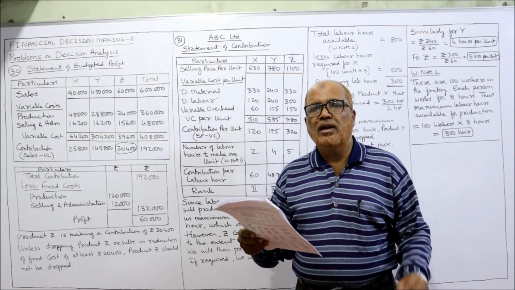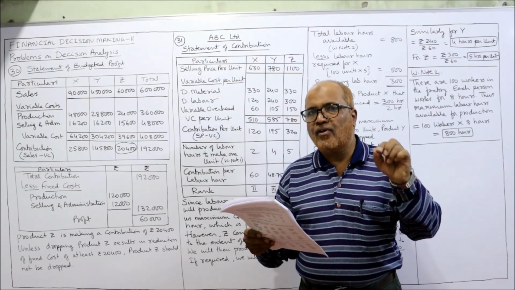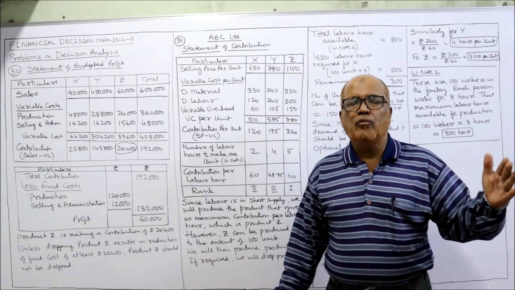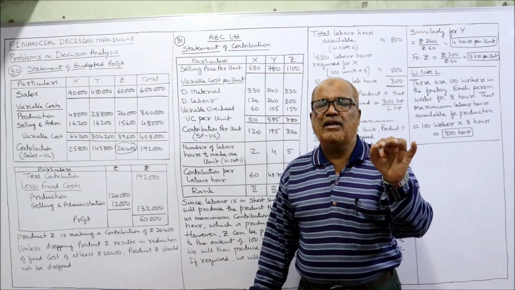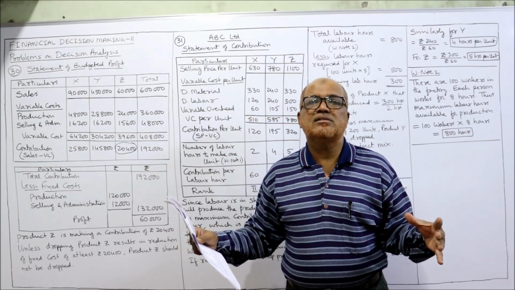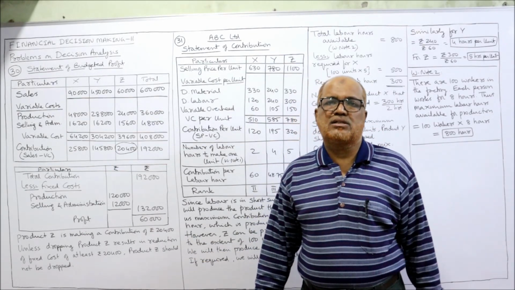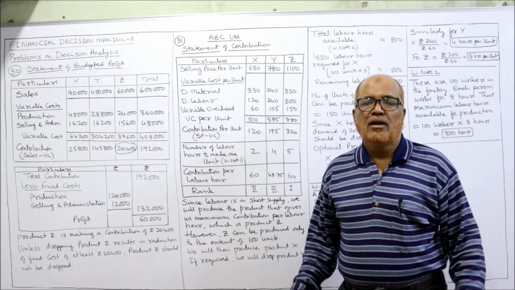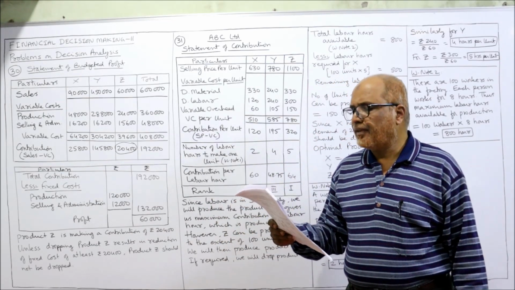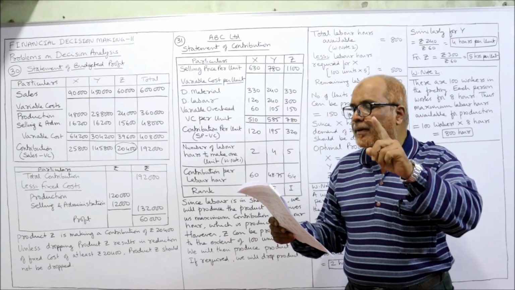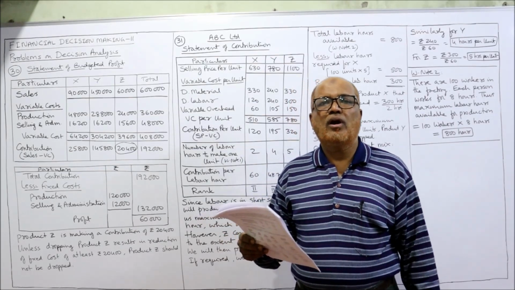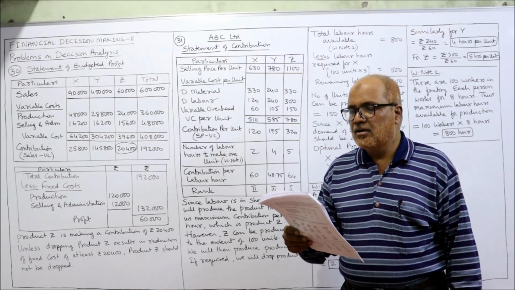The factory has only 100 workers who work for 8 hours per day after accounting for idle time. After removing the normal idle time, effectively every worker works for 8 hours per day and totally 100 workers are there. So 100 into 8, 800 labor hours. The total labor hours available are 800 per day. Now, rupees 480 per day is paid to every worker.